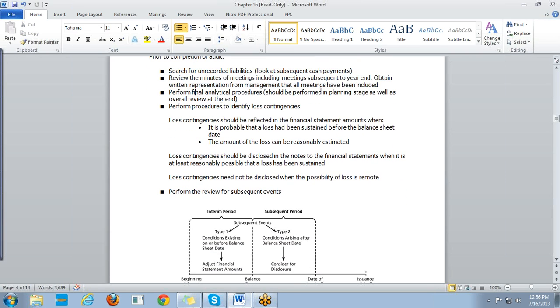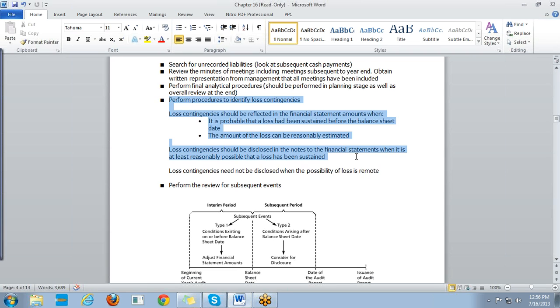We talked about, you may have learned this in your intermediate accounting class, loss contingencies should be reflected in the financial statements. Loss could be probable and has to be reasonably estimated, then it is reflected in the financial statements, the contingency. Okay, of course you talk to an attorney who is in charge of this case to find out. Reasonably possible that a loss has been sustained should be disclosed in notes to financial statements. And you do not need to disclose it when the possibility of loss is remote. Okay? You need to keep all these things in mind.